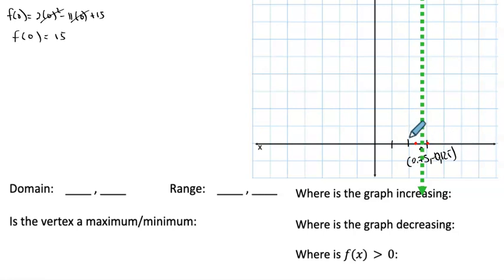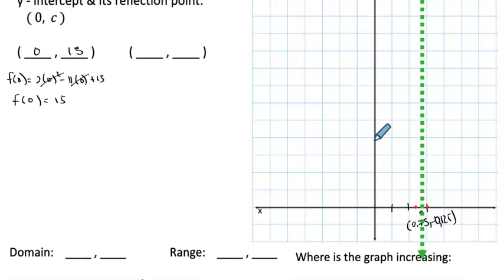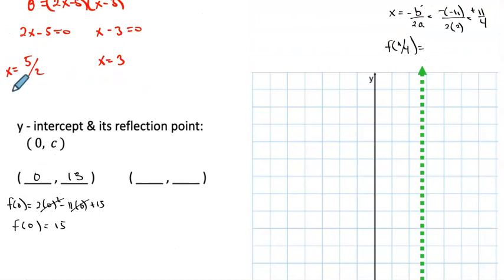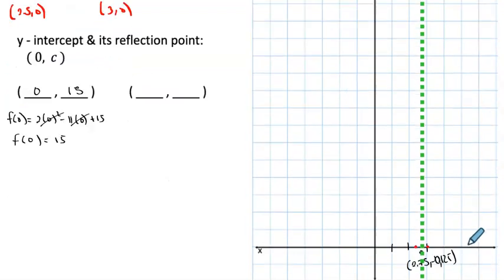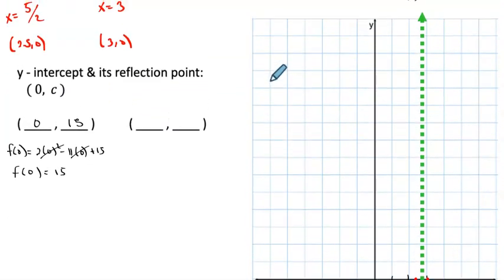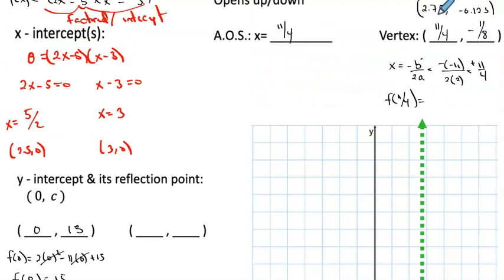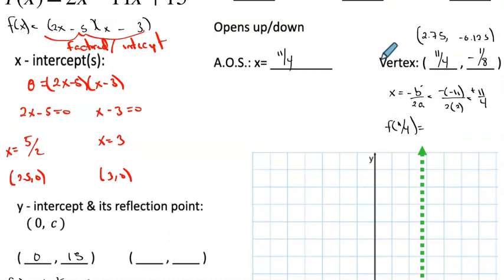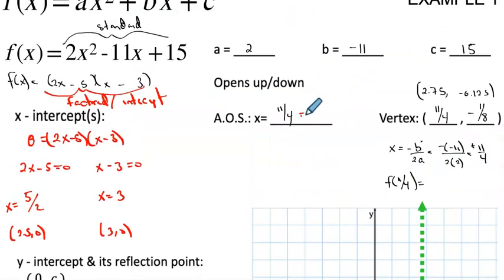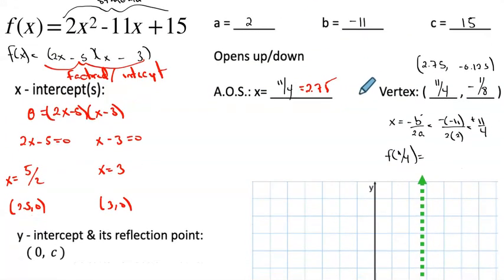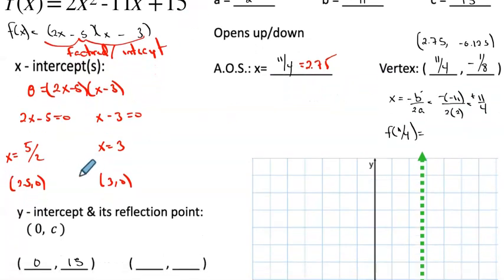So again, 2.5, 0, and 3, 0. X-intercepts. Perfect. Now, if you notice, and this should happen all the time, your vertex is 2.75, right? We said 2.75 or 11/4. And if you notice how far away your 2.75 is, this is where your vertex is. 2.75 is exactly 0.25 away from 2.5, and 2.75 is exactly 0.25 away from 3.